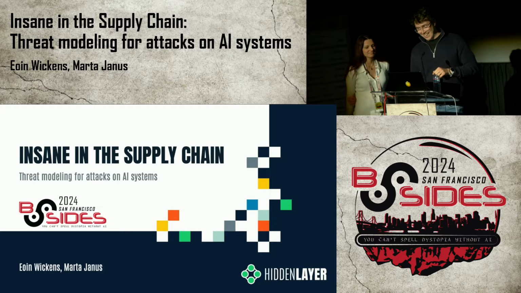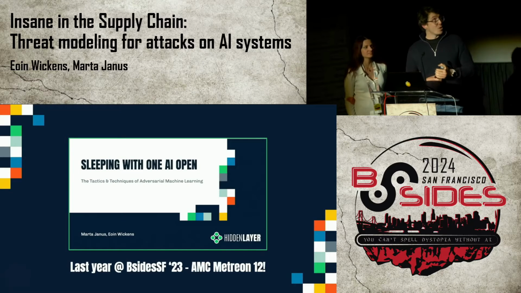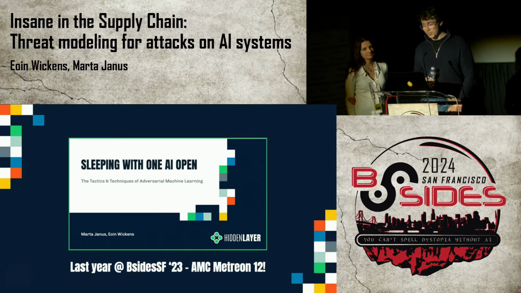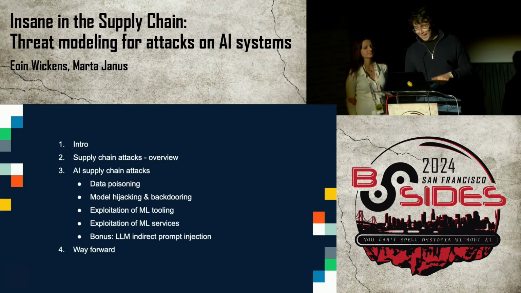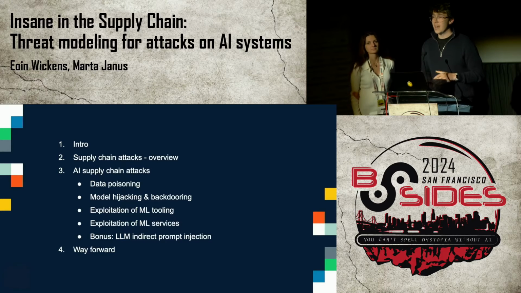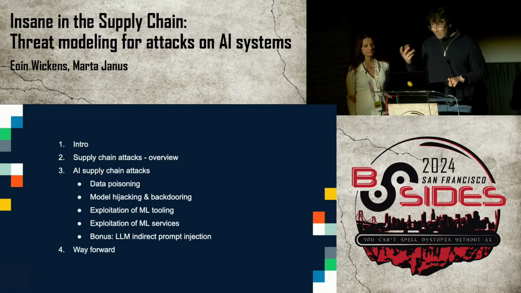So you might remember us from such talks as Sleeping with One AI Open from BSidesSF last year. Huge shout out to those of you who are return visitors. Last year we introduced attacks on AI and machine learning. This year we're drilling down a little bit more into the supply chain. We're going to talk about supply chain attacks in the traditional sense, and then look at different ways the AI supply chain can be attacked through data poisoning, hijacking of models, exploitation of tools and services, and a little bonus snippet on LLM indirect prompt injection.